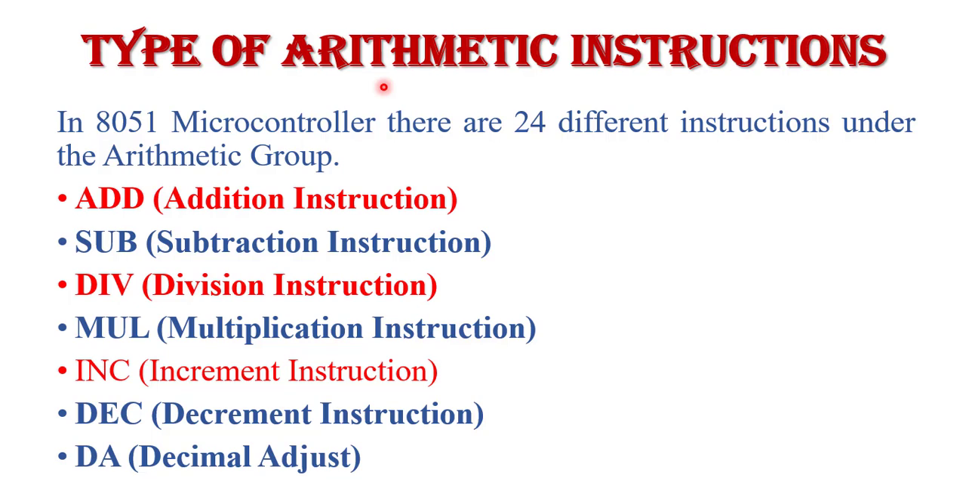Now the types of arithmetic instructions. In the 8051 microcontroller, there are basically 24 different instructions that come under the category of arithmetic instructions. First is the addition instruction, second subtraction, next division, next multiplication, next increment, next decrement, and last is decimal adjust. So these are the different types of arithmetic instructions in the 8051 microcontroller. One by one, I will explain all the instructions with the help of examples.